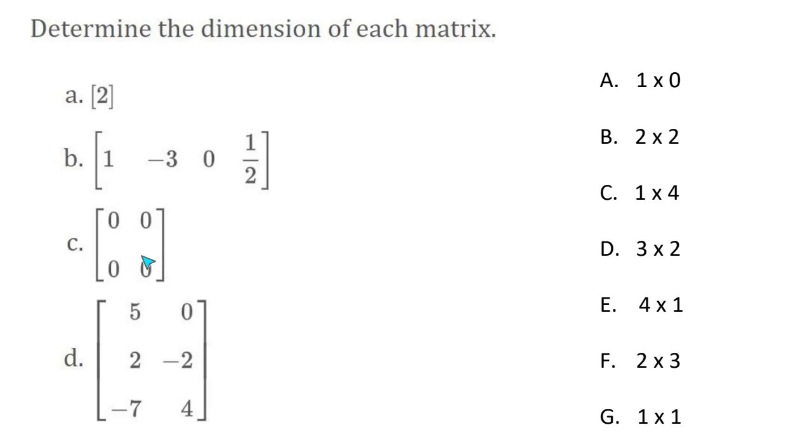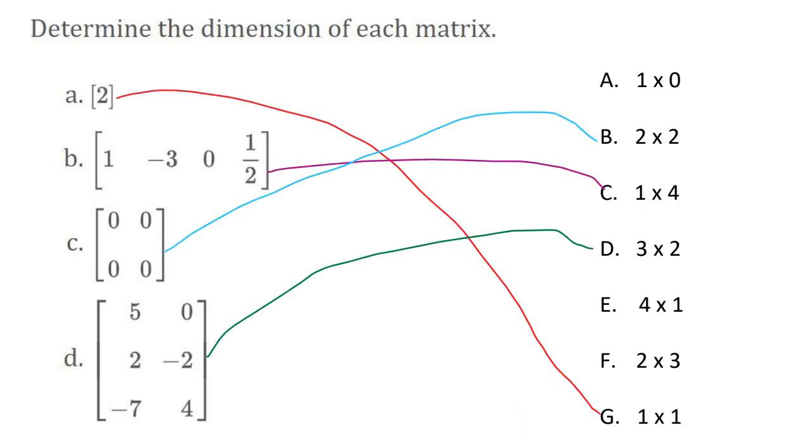And this letter C is actually a special matrix as well. We call it the zero matrix because it's made up of all zeros. And then the last one here, we have 1, 2, 3 rows and 2 columns. So that's going to be a 3 by 2. And so that answer was letter D. And so this is the way that they were matched up. Okay, so that is determining the dimension of the matrix.